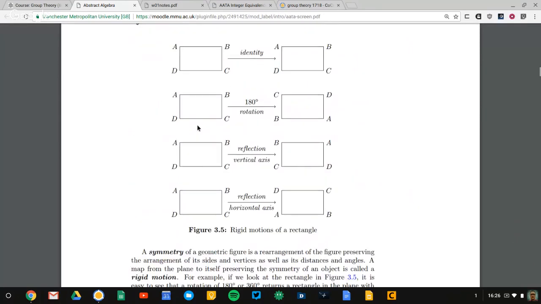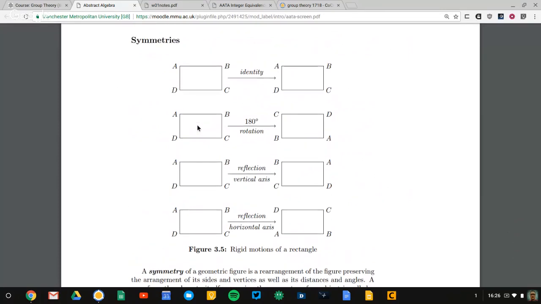Jumping around to a completely different context, we will look at a second example. Okay, so that's a numerical thing. We haven't defined what a group is yet. We'll do that in a moment. But just to show you a completely different example.